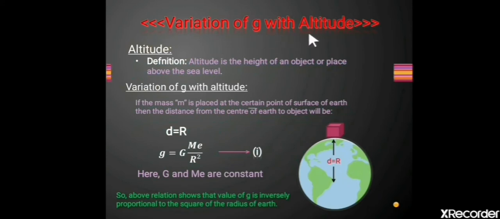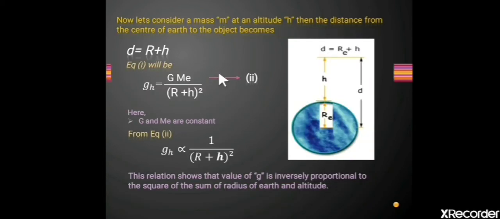Now, variation of g with altitude. First, we have to understand what an altitude is. Altitude is the height of an object or place above the sea level. From this diagram, consider this is the sea level and an object is placed above the sea level. Then the distance from the sea level to the object is called altitude, and here it is represented by h.